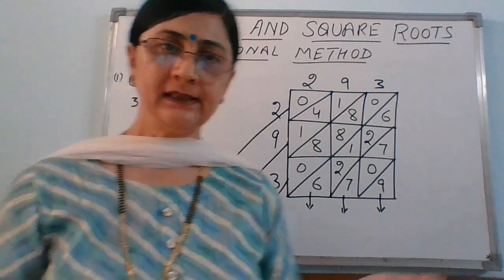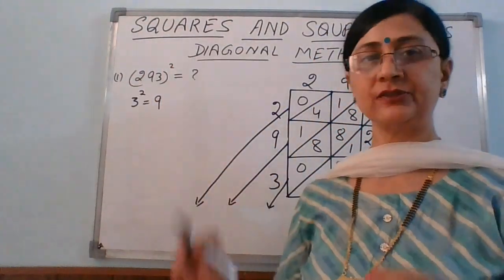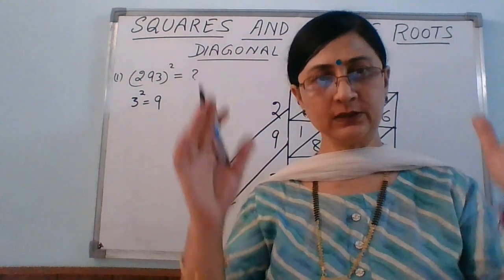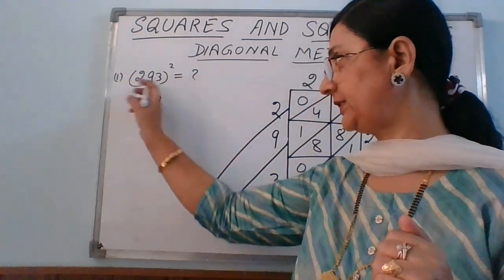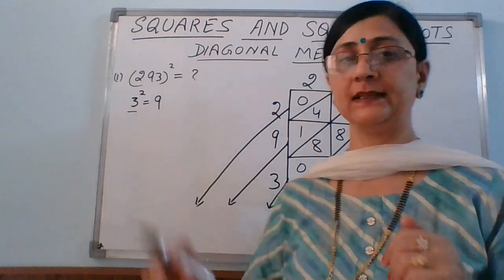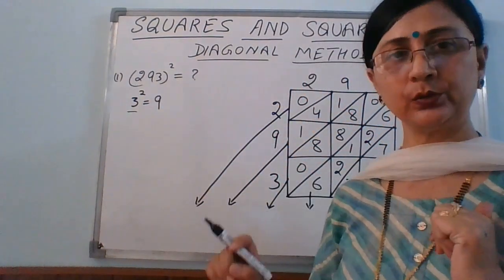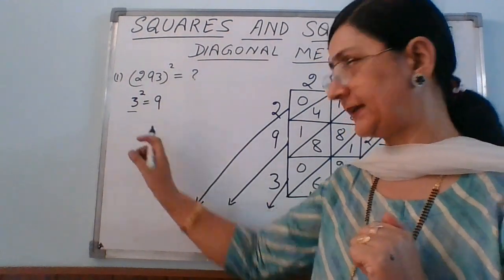I'll repeat the steps. First I have a 3-digit number. So how many small squares do I have to make in total? A 3-digit number means the square of 3 is 9. So we have to make 9 boxes, 9 squares. If it were a 4-digit number, then we would do the square of 4, that is 16.